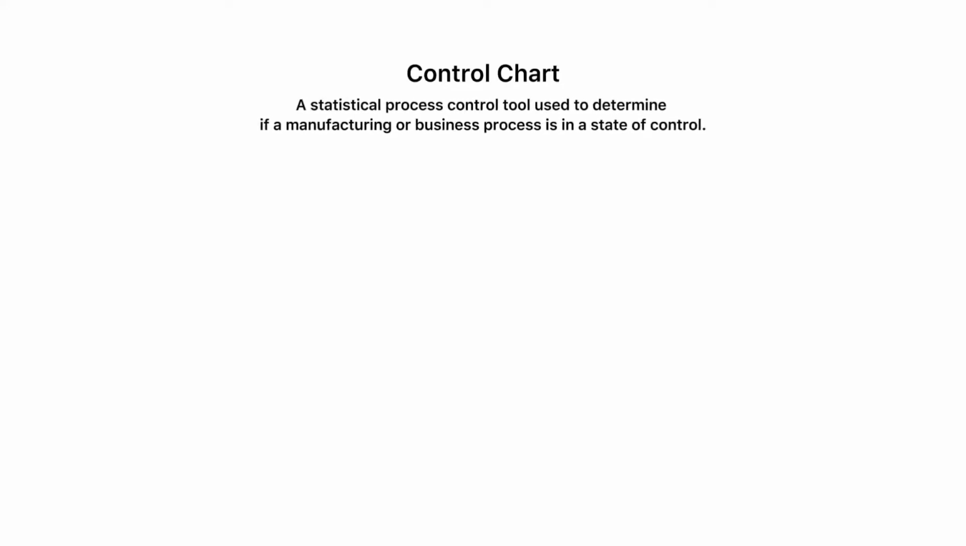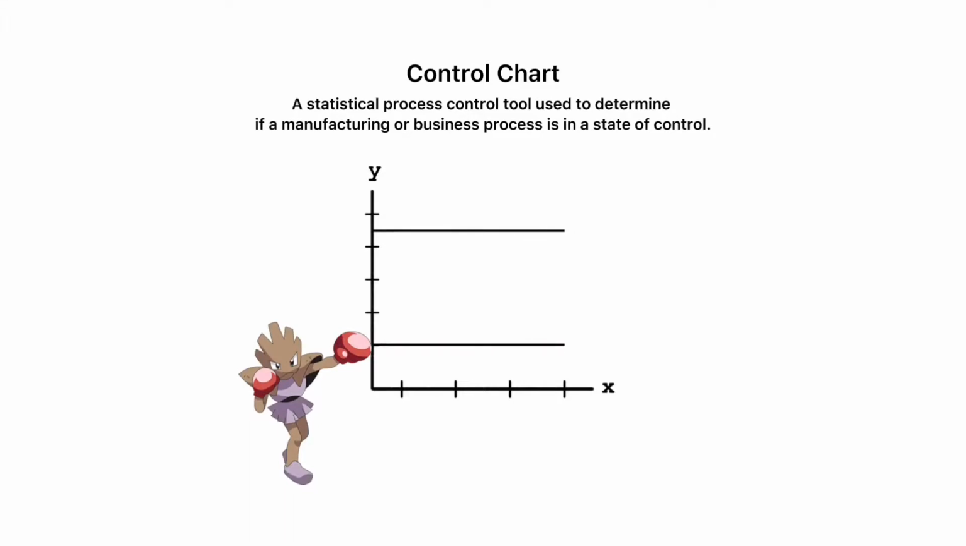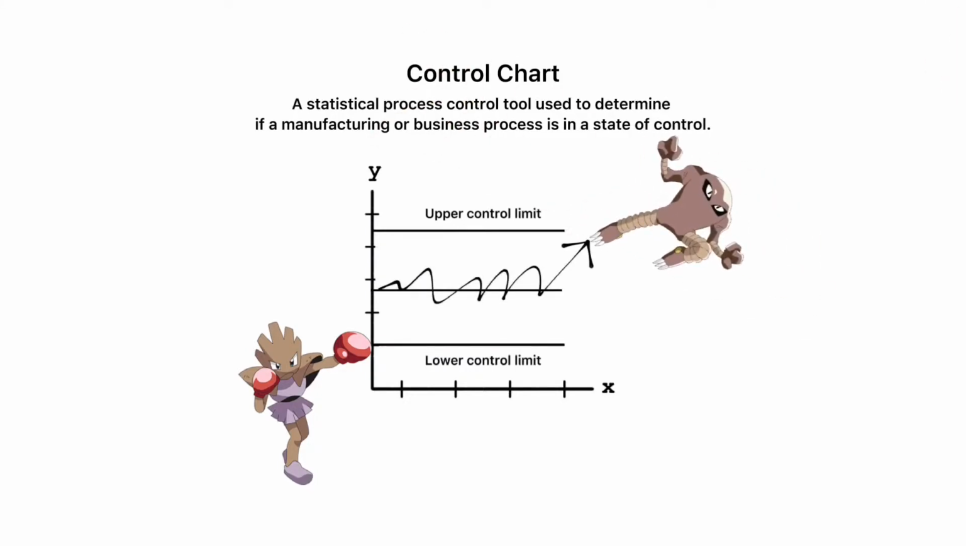Sixth, control chart. Control charts, or process behavior charts, are a statistical process control tool used to determine if a manufacturing or business process is in a state of control. Based on previous observation of a process, you determine the acceptable highest and lowest frequency limit of the occurrence of an event. These limits are known as the upper control limit and lower control limit, and in the middle you have the line showing the average. By plotting the current frequencies on the graph, you can understand whether a process is under control or out of control.